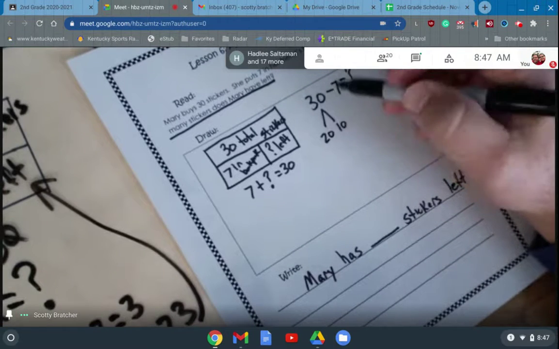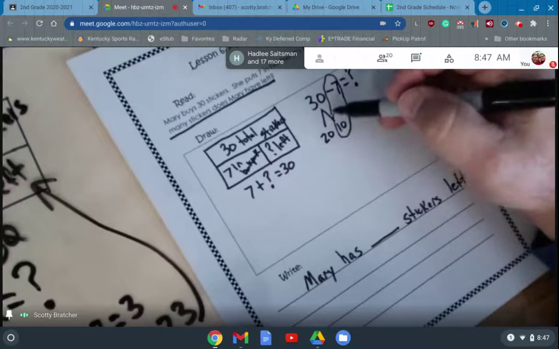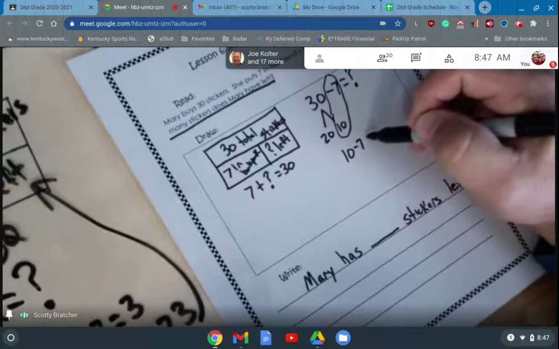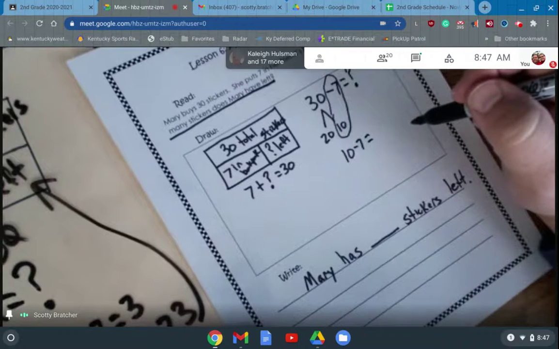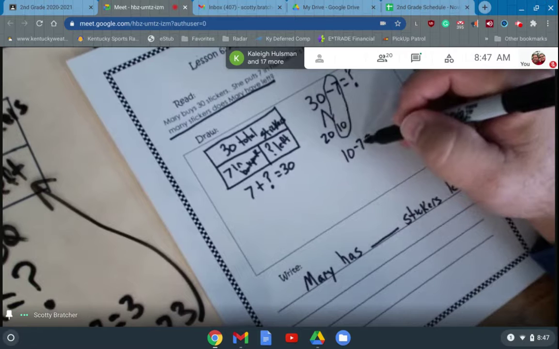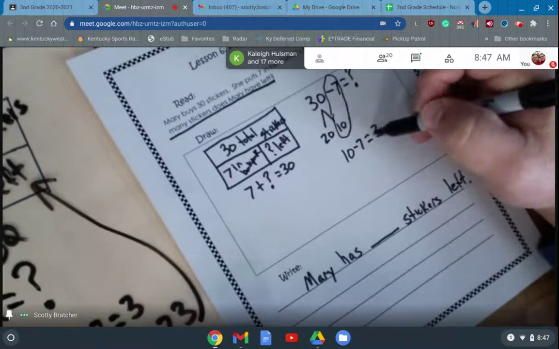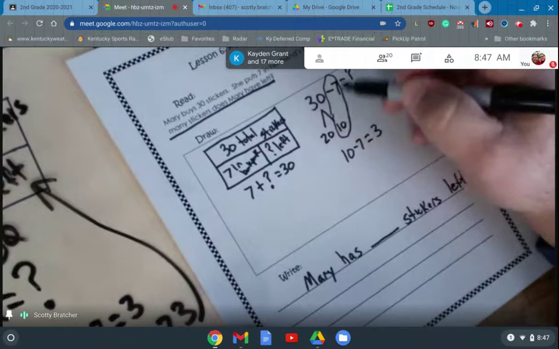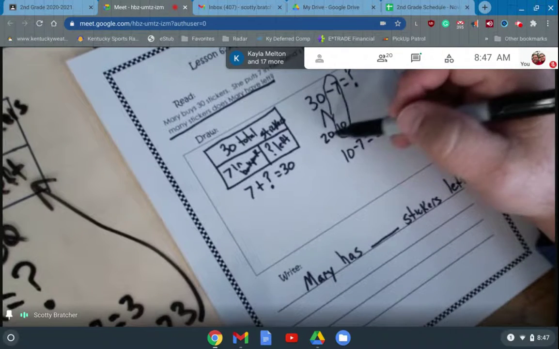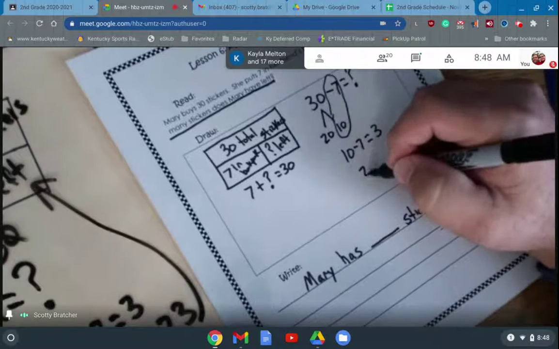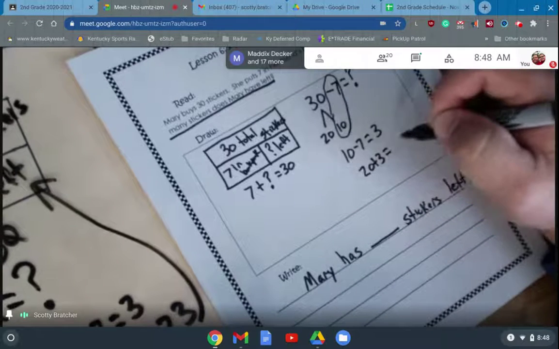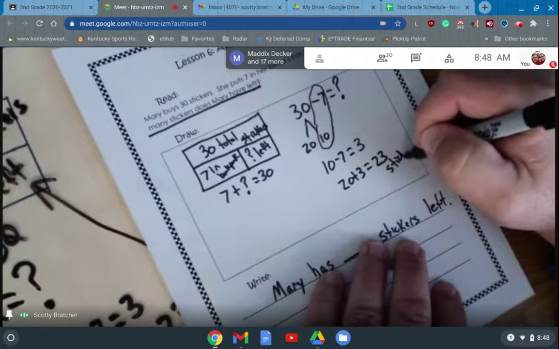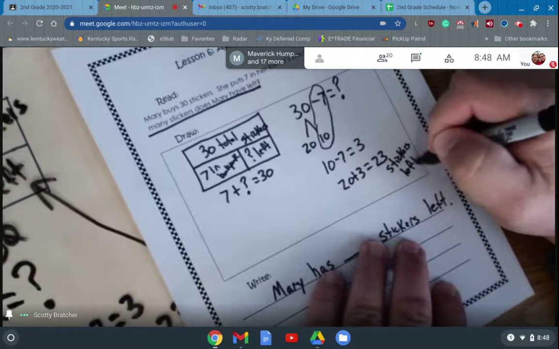Okay, that's what I need to do right now. So I could go ahead and circle this if I wanted to, so it keeps me on track. I'm going to say 10 take away 7. And that's a fact that we should be learning. 10 take away 7 is 3, because 7 plus 3 is 10. I don't have anything else to take away, so the 20 is left and the 3 is left. I'm just going to show you that I put 20 and 3 back together, and it equals 23, and that is stickers left.